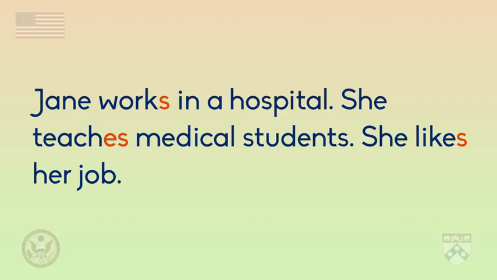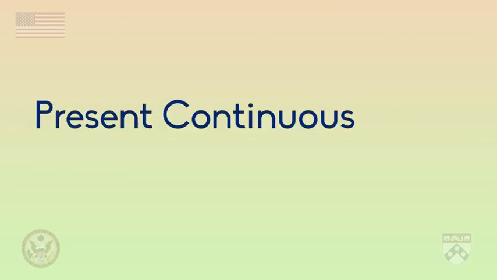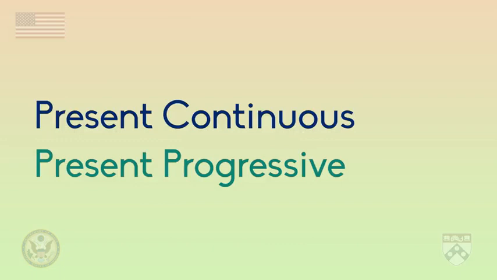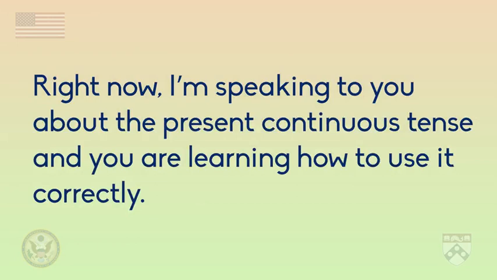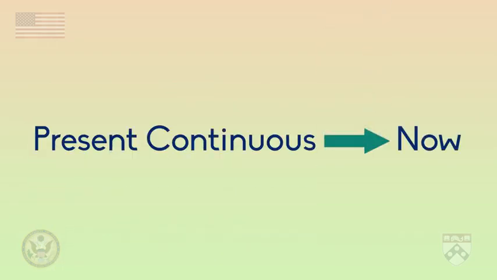Next, let's look at the present continuous, or as it's sometimes called, the present progressive. This tense is used to speak about actions that are happening right now, or right about now. For example, right now, I'm speaking to you about the present continuous tense, and you are learning how to use it correctly. Notice, in this sentence, how I use the present continuous. I'm speaking, and you are learning. I'm using the present continuous because this is something that I'm doing and you are doing right now.